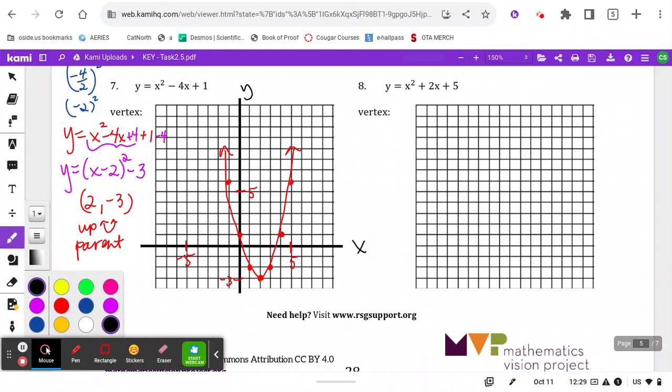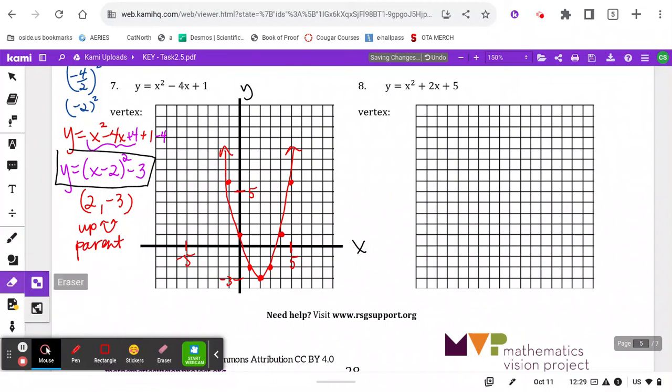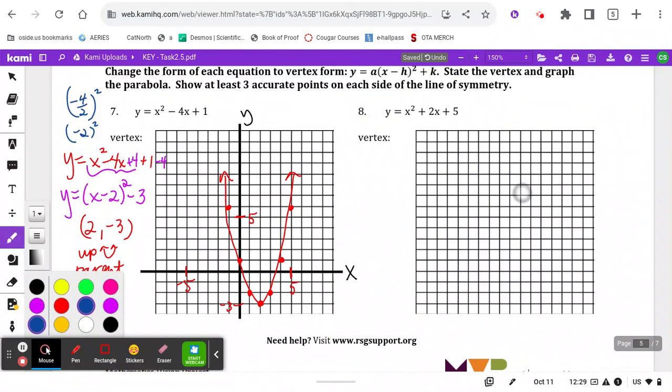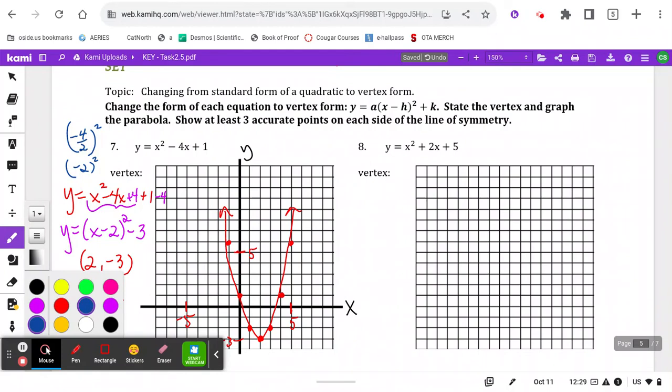Okay, so we had to first convert it into vertex form, and then we were able to graph it. How'd you do? All right, pause the video and try this next one on your own. See how you do. All right, step 1 is make space, bump that 5 over. Step 2 is the B work. 2 divided by 2 is 1 squared.